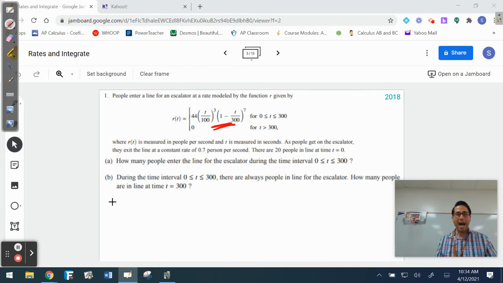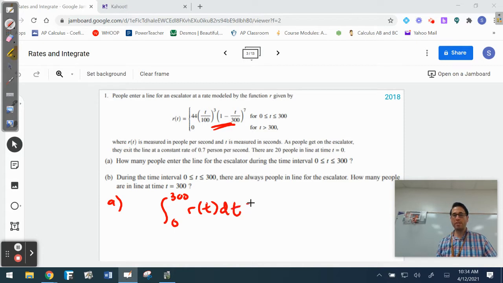All right, A, how many people? So the total amount of people. And remember, whenever we're trying to find the total amount of people, that means we're going to take the antiderivative of a rate, right? That's going to give me the total amount. So for this, it's just the total amount of people that enter the line from 0 to 300. So this is simply the integral from 0 to 300 of R of T dt.